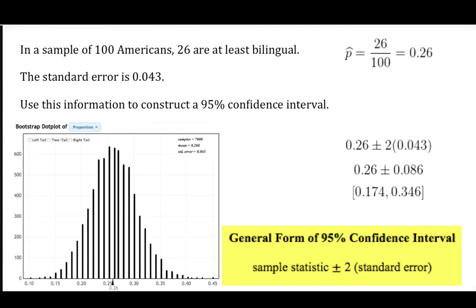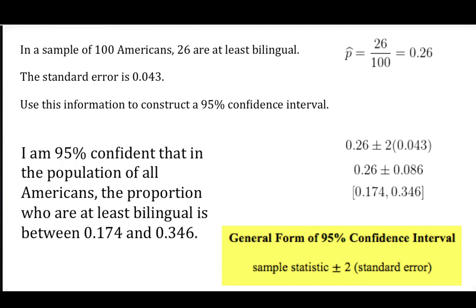To interpret this confidence interval, I would say that I am 95% confident that in the population of all Americans, the proportion who are at least bilingual is between 0.174 and 0.346. Now let's look at 2 examples of how we can apply this confidence interval.